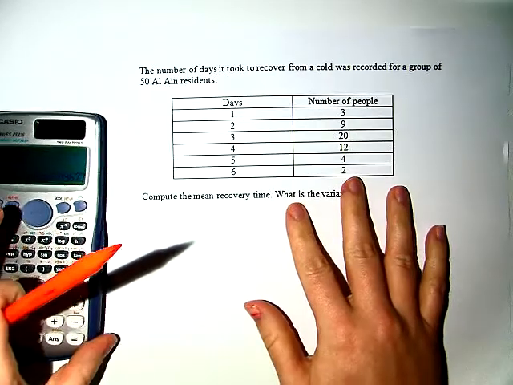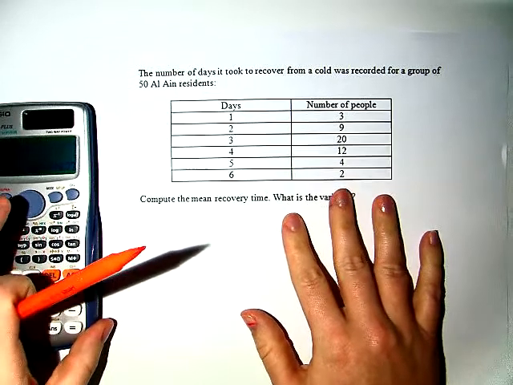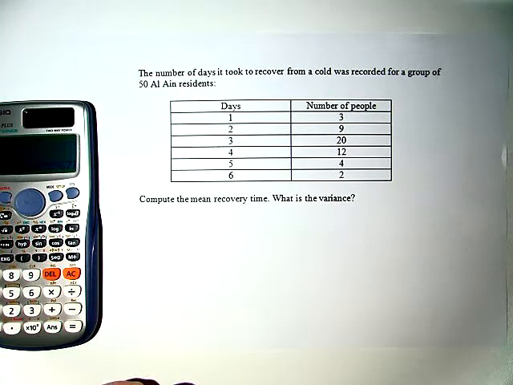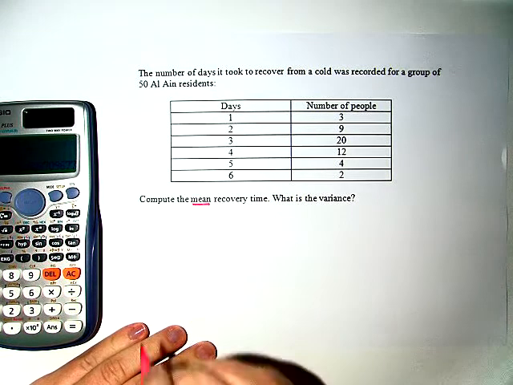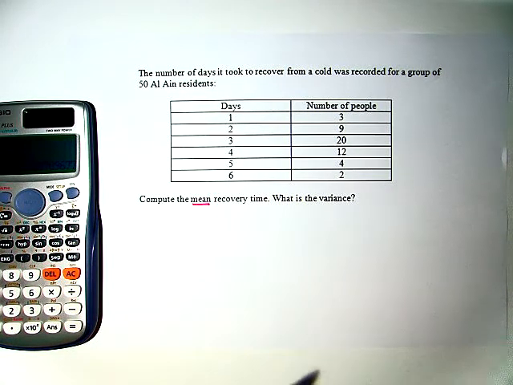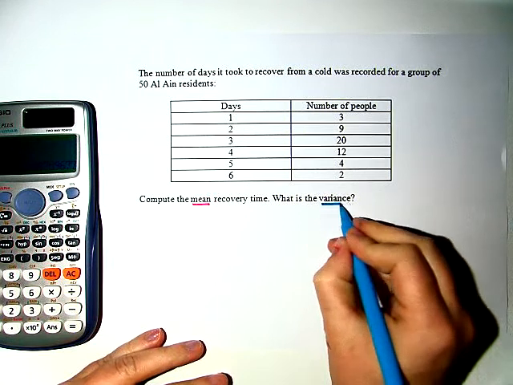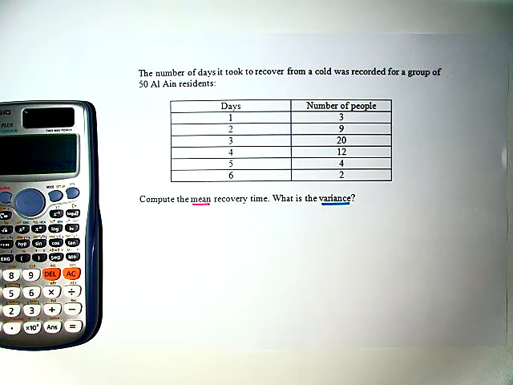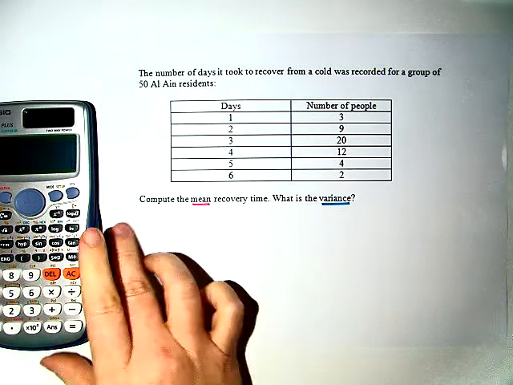And this is a problem actually from your book. The number of days it took to recover from a cold was recorded in a group of 50 Al Ain residents. Compute the mean recovery time. And then they also ask, what is the variance? So we're not going to find all of them like the last problem. We're just going to look for the mean and the variance.